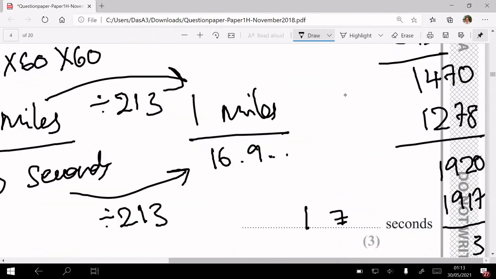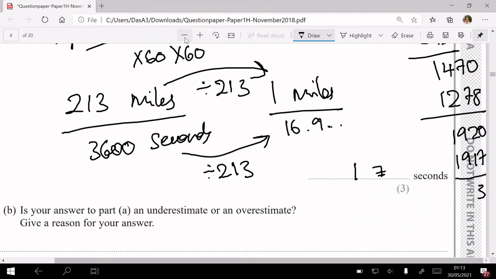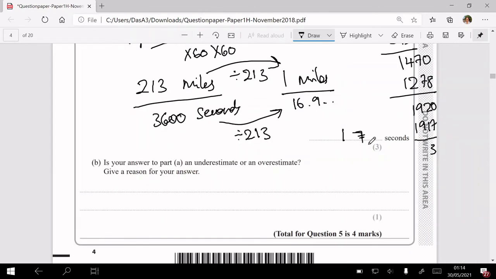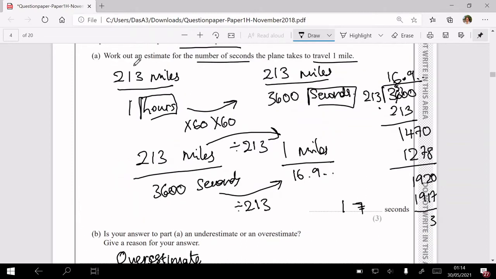Since you have rounded the answer, that would give you an overestimate. So you rounded to 17, therefore the answer is an overestimate. There is an easier way to do this because this is an estimate, right? So let me quickly go through an easier way, because this is the more accurate way.